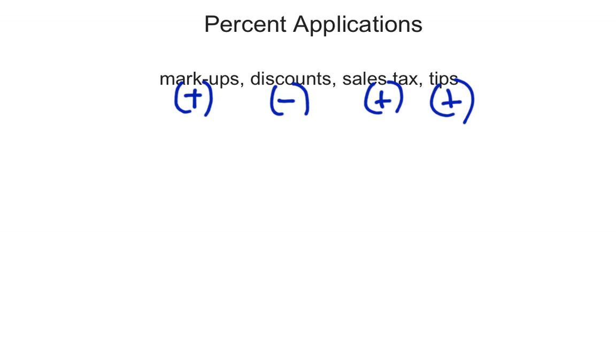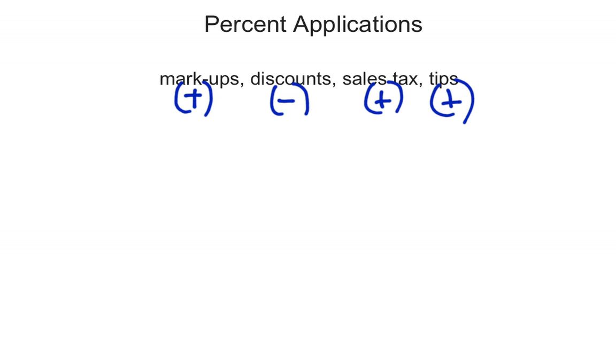So you just have to remember on all of these problems, we're going to be able to find out what the markup is, then you got to add it on. We're going to find out what the discount is, then we subtract it from the original. We're going to find out what the sales tax is, then we add it on to the original price. We figure out how much we're going to leave for a tip, and then you add that on to the total. So it's kind of like a 2-step process today where we're finding these things.